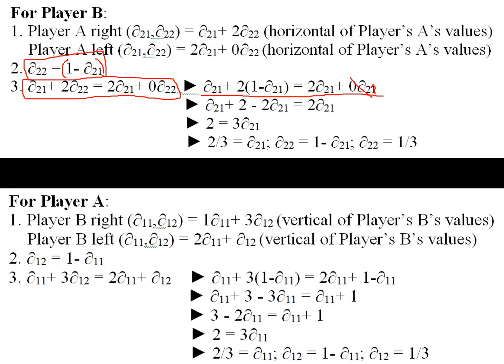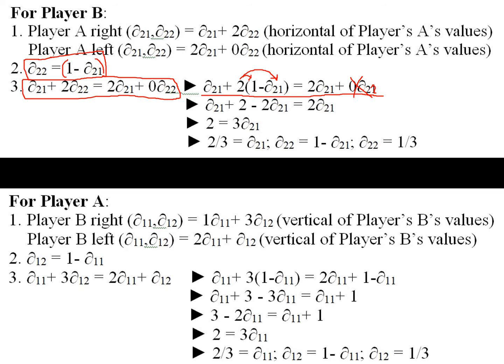The theta 2,2 is against the 0, which is simply going to get cancelled out, because 0 times anything is equal to 0. And we distribute the 2 into the brackets, so we get theta 2,1 plus 2 minus 2 theta 2,1 is equal to 2 theta 2,1. If we work this out algebraically by adding and subtracting values on both sides, recall high school, we end up with 2 is equal to 3 theta 2,1. Then we divide both sides by 3, and we end up with 2/3 is equal to theta 2,1.